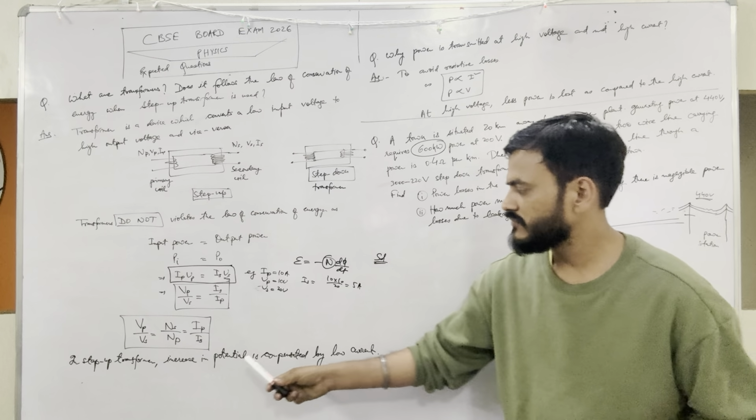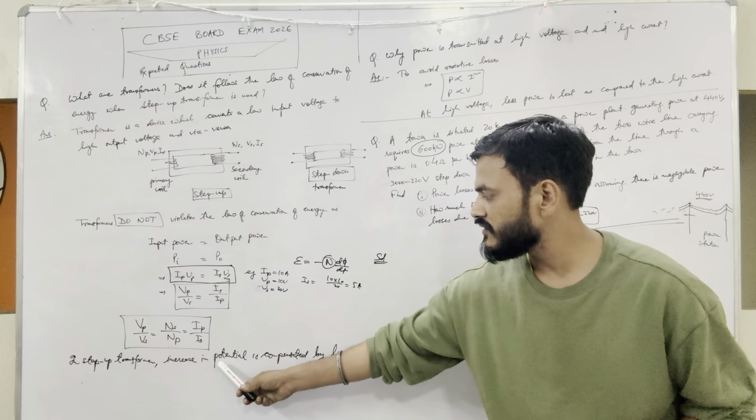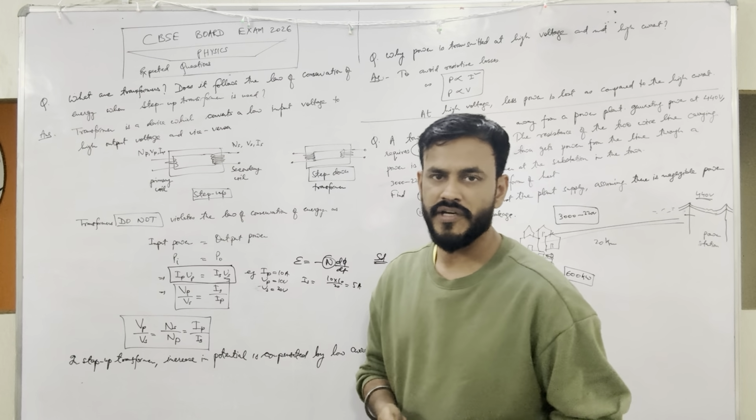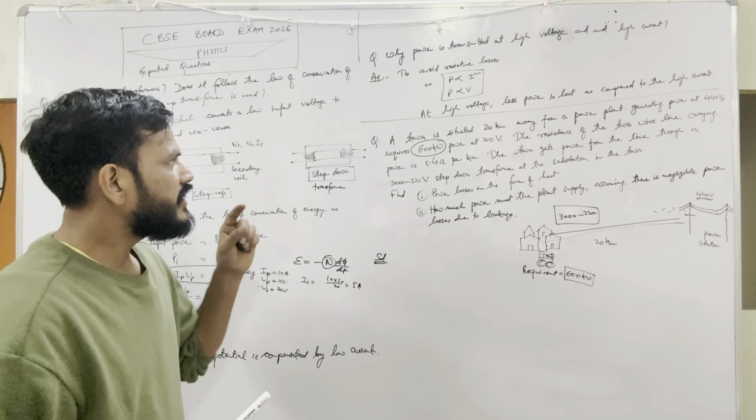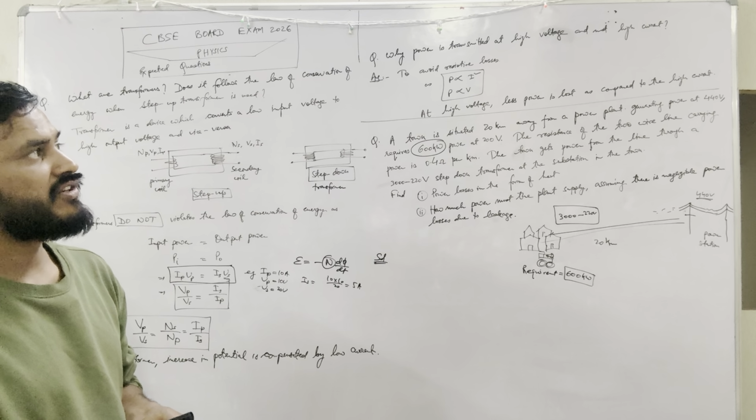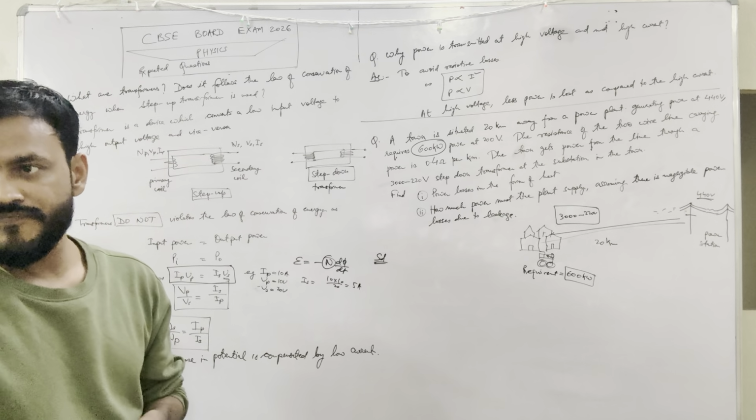All right. So in a step-up transformer, the increase in potential is compensated by a proportionately lower current. Another important question is why power is transmitted at high voltage and not at high current from power plants.